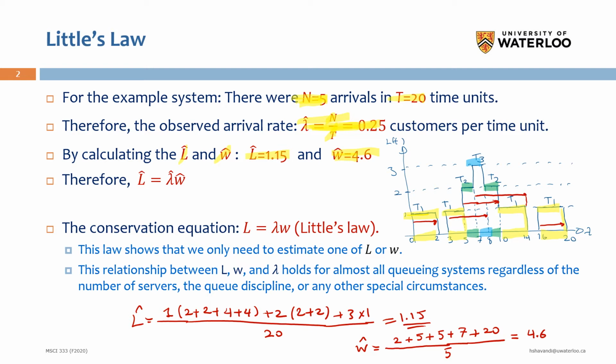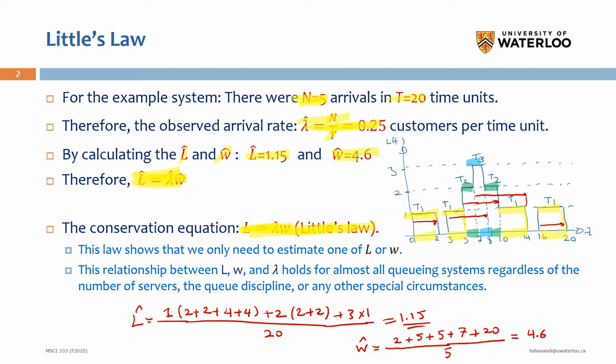So I see here lambda hat is 0.25, L hat is 1.15, and W hat is 4.6. We see that there is a relationship between L hat, W hat, and lambda hat. In general, this is called Little's law. Little's law is this: L, the average number of customers in the system in the long term, equals lambda, the arrival rate, times W, the average time spent by a customer in the system in the long term. So this is called Little's law.